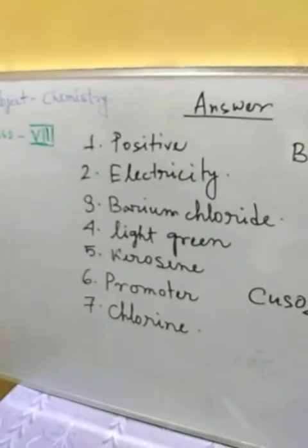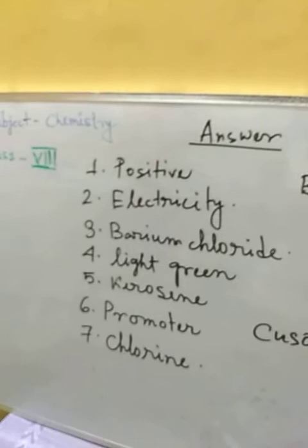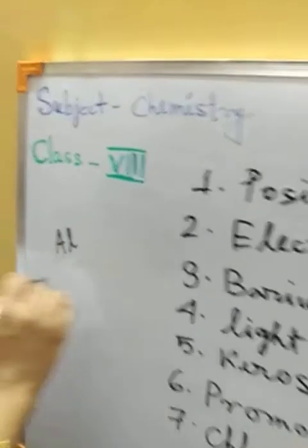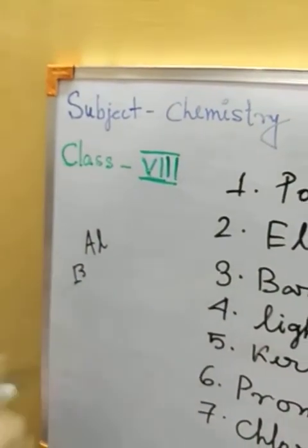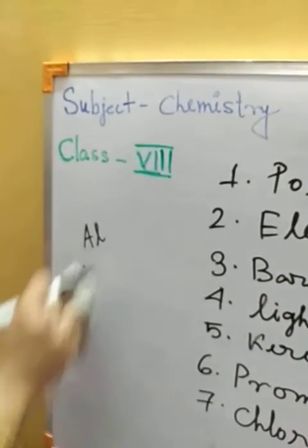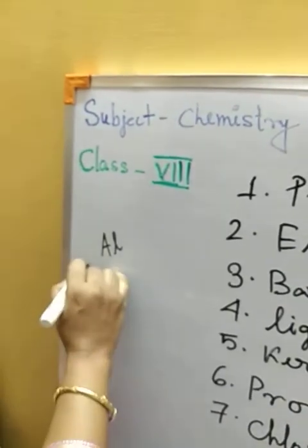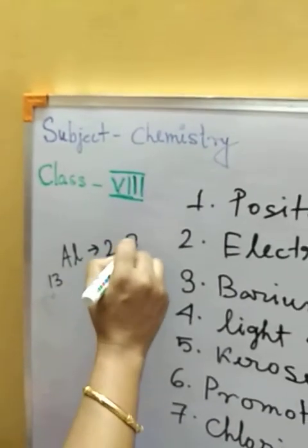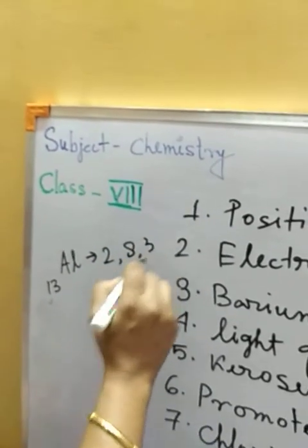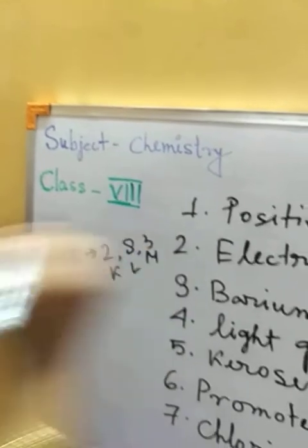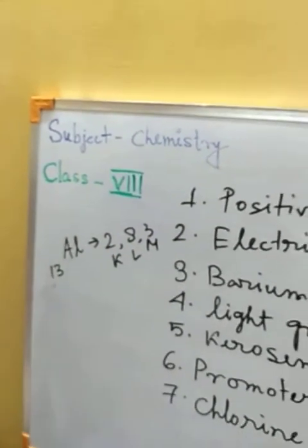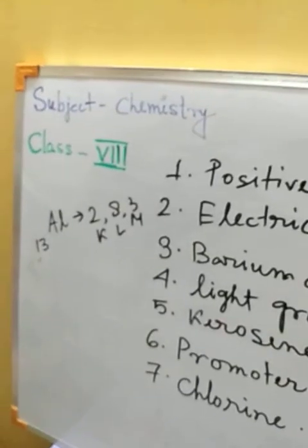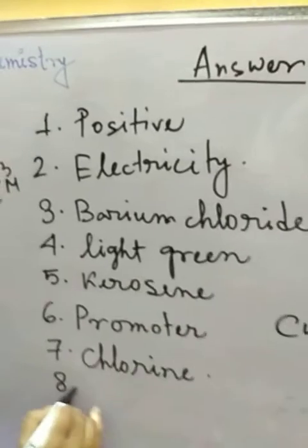Next, the number of valence electrons present in aluminium. Aluminium's atomic number is 13, so its electronic arrangement will be 2, 8, 3. So this is the K, L, M shells. The M shell is the valence shell for aluminium. This is the last shell. So 3 electrons are there in the valence shell of aluminium. The answer will be 3.